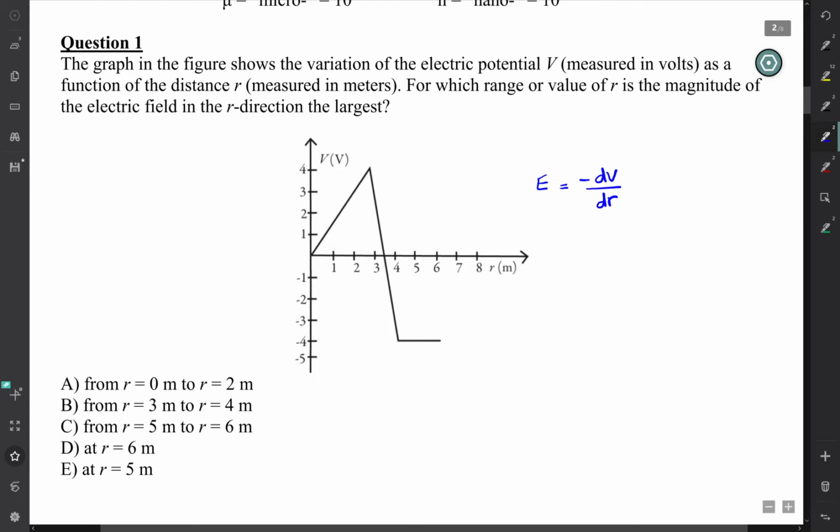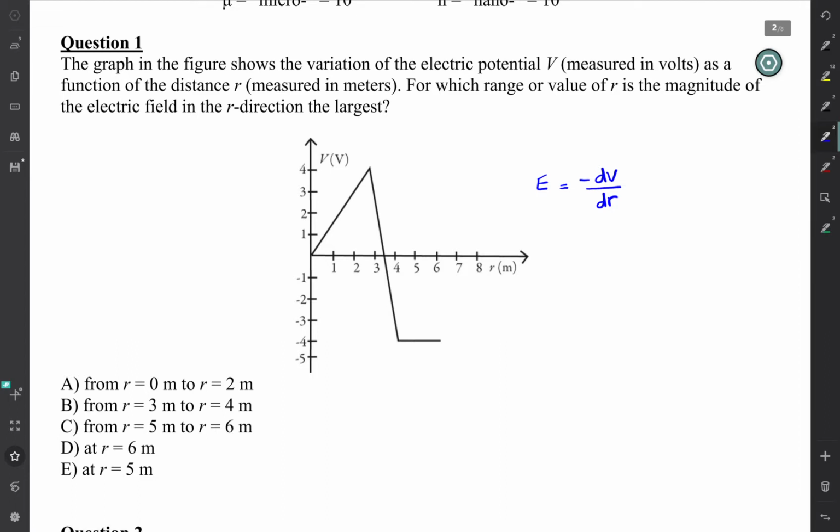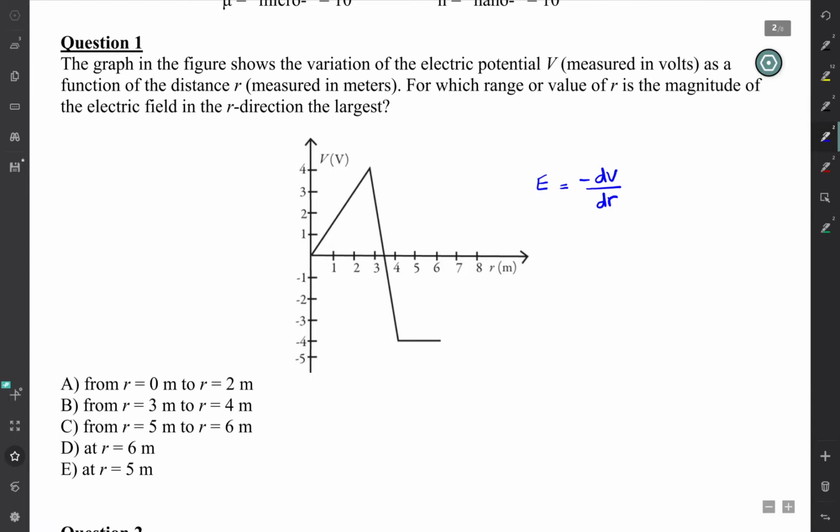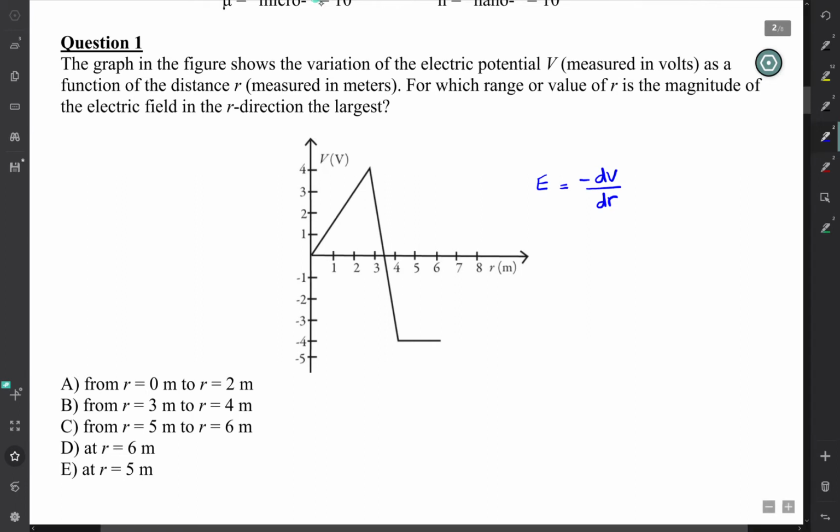Now, the derivative can be translated to a slope of the V-R graph, yes? From calculus 1000, we've learned that the derivative is actually the slope of the graph. So I can say the slope of the V-R graph is the electric field. Actually, it's the negative slope of the V-R graph because of this minus sign. So I want everybody to be very careful, yeah? It's the negative slope of the V-R graph.